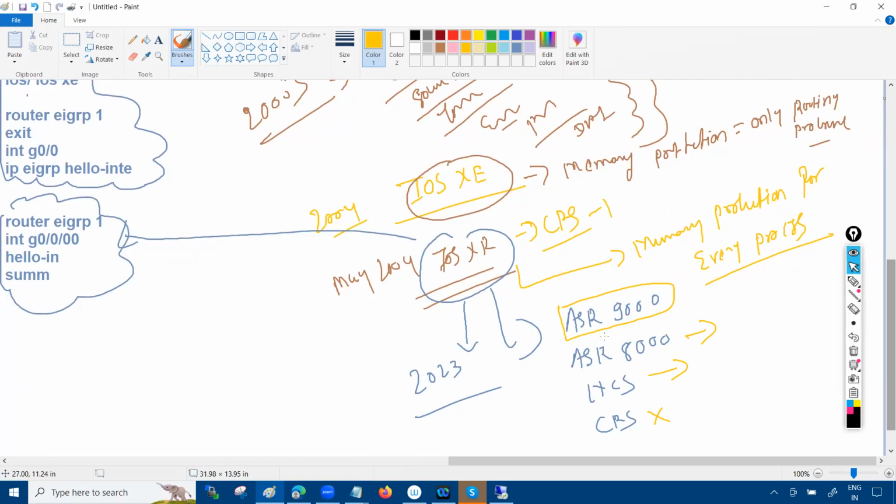What will you get in the CCIE exam? If you're planning for the CCIE or CCNP exam, CCNP SP Core or the CCIE lab exam, you will get all these three: IOS, IOS XE, and IOS XR as well.